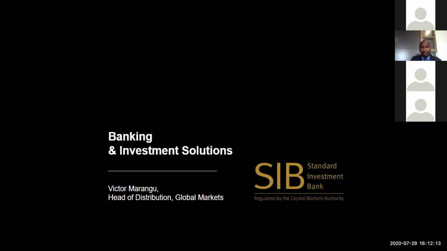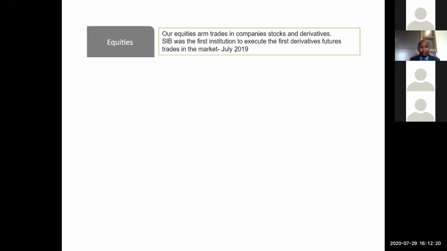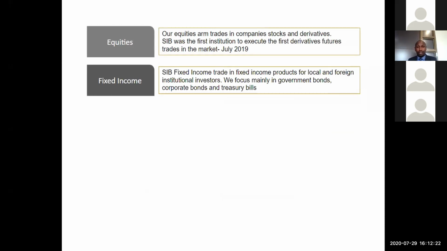So the banking and investment solutions offered by Standard Investment Bank. We have the equities division that trades in company stocks and derivatives. Actually, SIB was the first institution to execute the first derivatives futures trades in the market, in July 2019. We have the fixed income division that trades in fixed income products for local and foreign institutional investors. Mainly, the primary focus is government bonds, corporate bonds, and treasury bills.